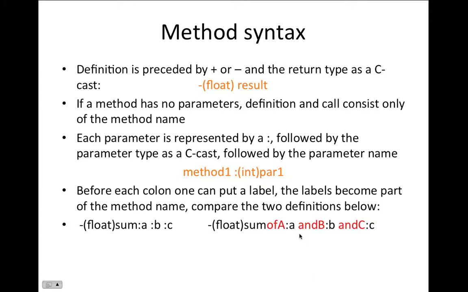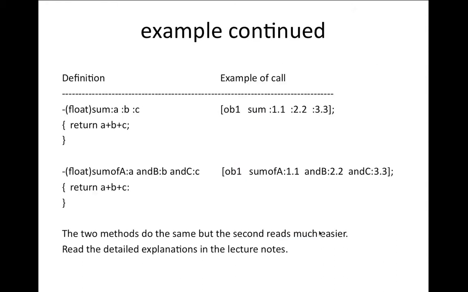Before each colon, one can put a label. The labels become part of the method name. So compare the two definitions below. We have the float sum that takes A, B, and C and creates a sum. And then we have the float sum with labels: sum A, and B, and C. The red part is the label that's being referred to. If you put the label there, it's a little bit more expressive, but not required.